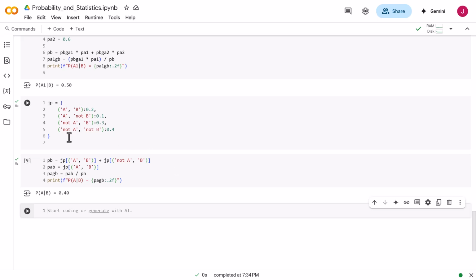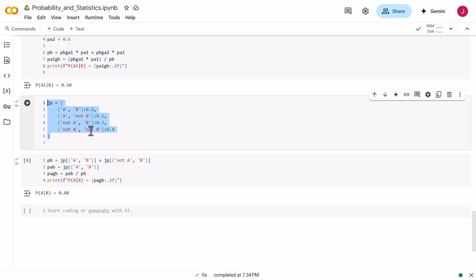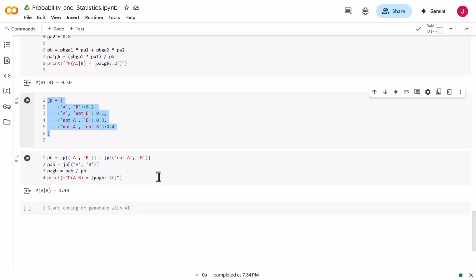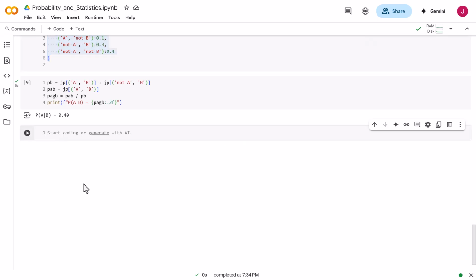We tried conditional probability with a dictionary structure. We have a joint probability table here. Then we calculated the probability of A given B. We can also do it using lists.